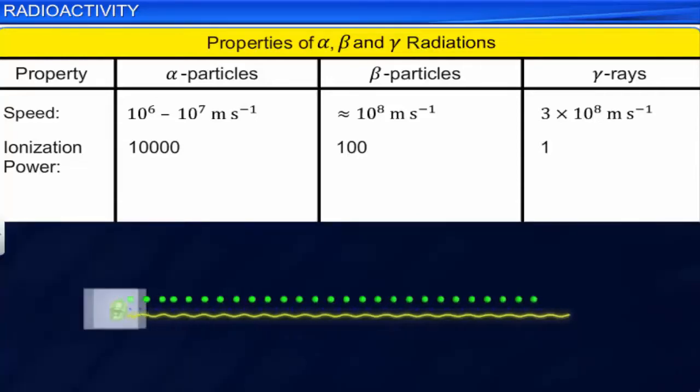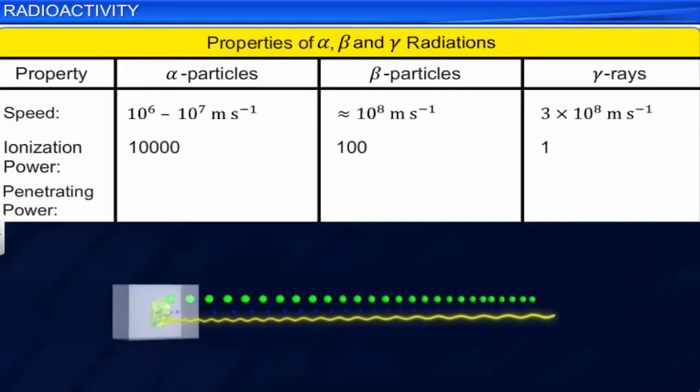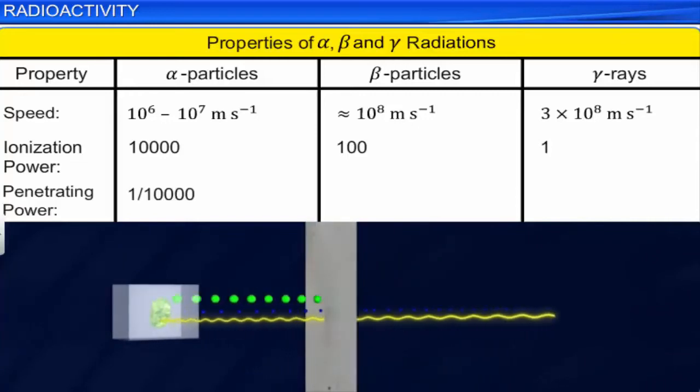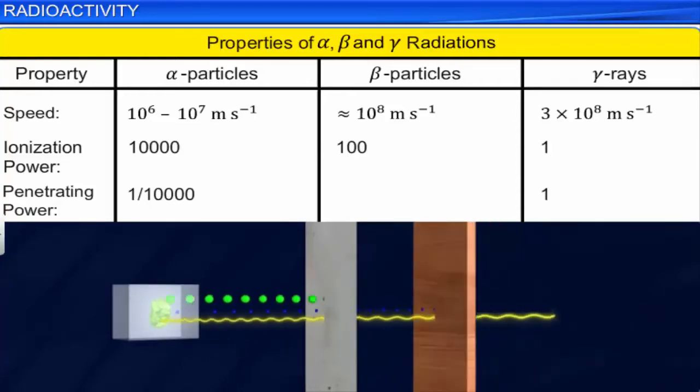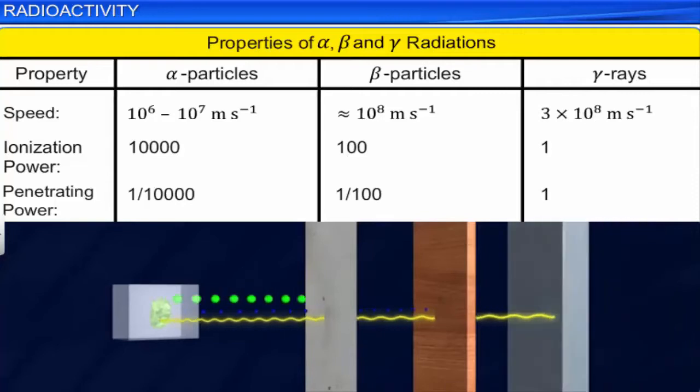The penetrating power of alpha particles is small compared to beta particles and gamma rays. The penetrating power of gamma rays is very high. The penetrating power of beta particles is more than that of alpha particles and less than that of gamma rays.